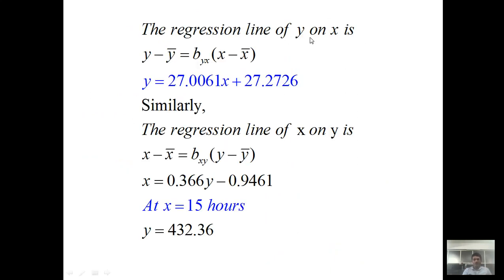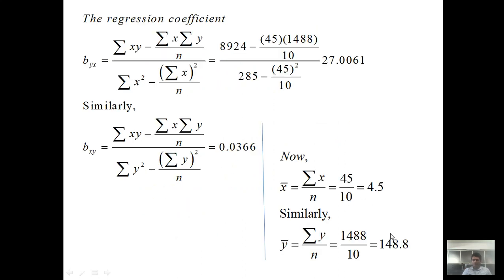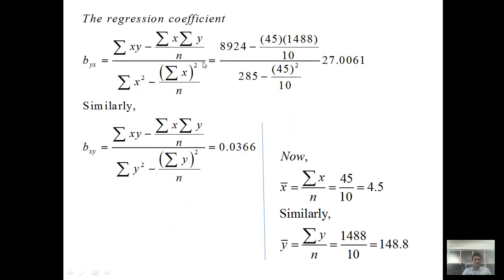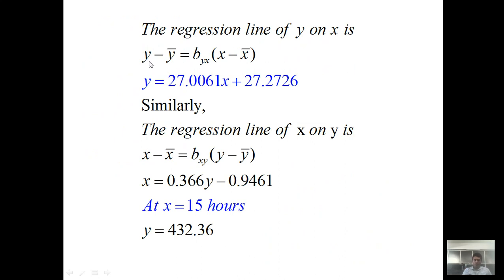So the regression line of y on x: y minus y bar is byx times x minus x bar. We calculate y bar as 148.8, x bar is 4.5, and byx is approximately 27.0061. So we know each and every value. There are just two unknowns, y and x. By solving this equation, we get y equals 27.0061x plus 27.27.